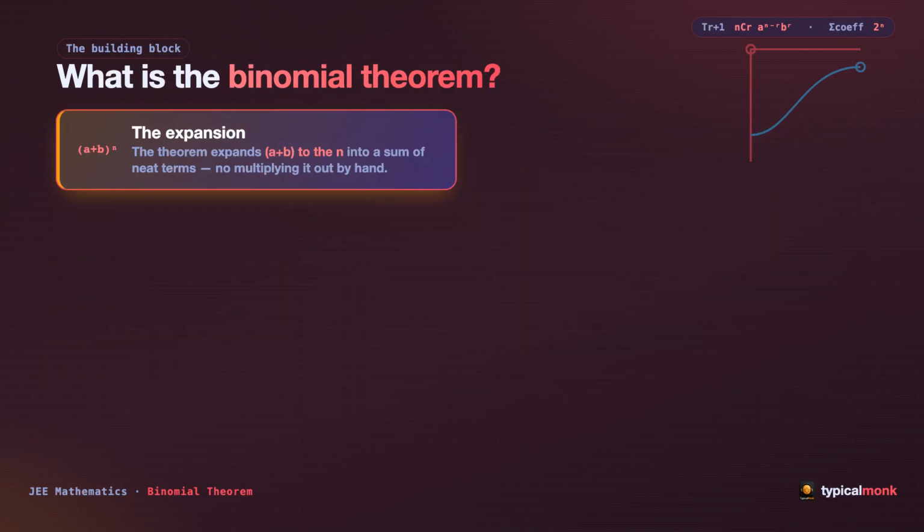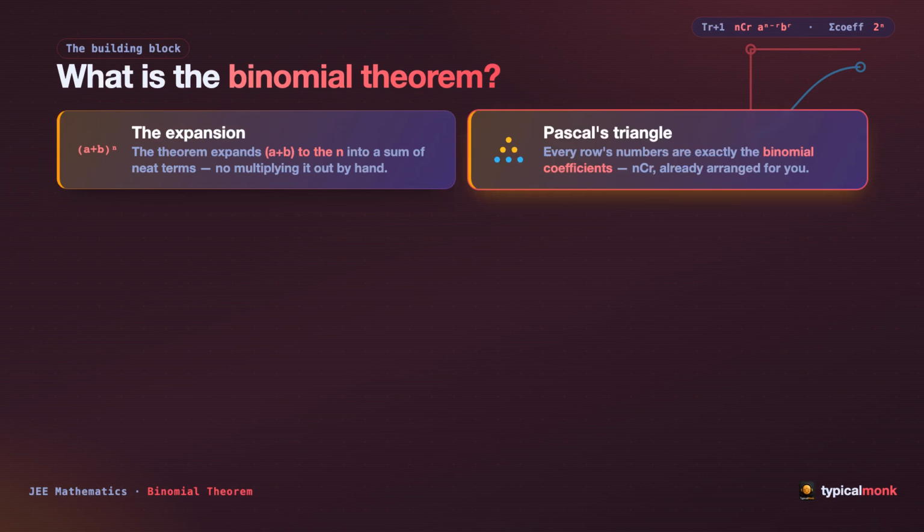Let us start with the raw idea. The binomial theorem is simply a shortcut. It expands (a + b)^n into a tidy sum of terms, so nobody has to multiply it out by hand 5 or 6 times over. Sarah noticed something lovely early on. Pascal's triangle is not a separate trick at all. Every number in it is a binomial coefficient, NCR, already arranged row by row, waiting to be read off.